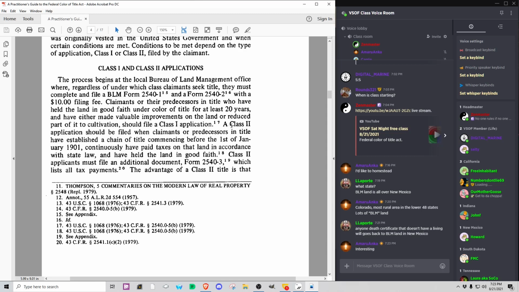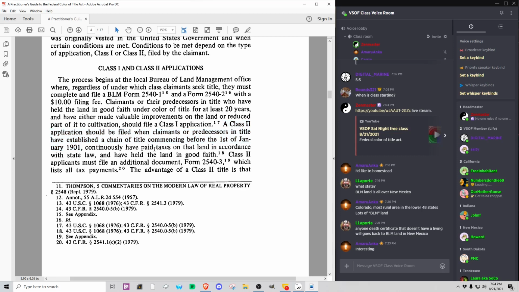Okay, here's an interesting part of this thing. A Class 2 application should be filed when claimants or predecessors in title have established a chain of title commencing before the 1st of January 1901. Huh? Now, what the hell happened in 1901? Don't know. They didn't mention it. But it's certainly not when this color of title act was passed, because we're talking 1928. So, see, it's little weird things like this. Okay, before the 1st of January, well, why is this date important? What was passed or what changed in 1901? Notice how the attorney doesn't tell you, right? But it's little things like this that you have to look up and go back and double check and see what changed, right?